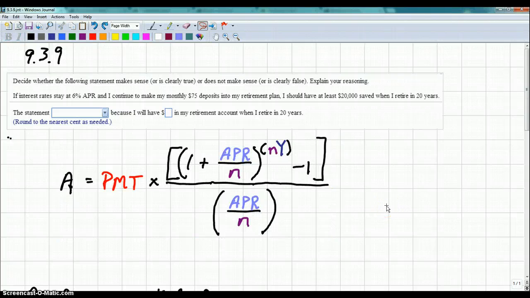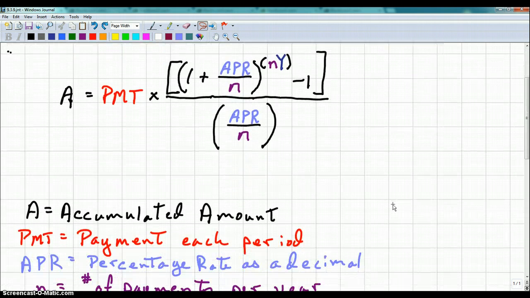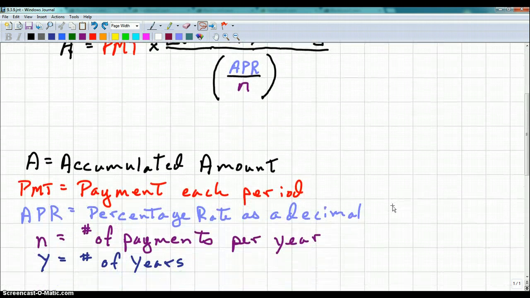And that's going to be this formula right here. A is equal to PMT times the quantity 1 plus APR over N raised to the N times Y power minus 1, all over APR over N. Now, we need to also know what each one of these particular values are. A is going to be your accumulated amount. PMT is the payment each period. APR is your percentage rate as a decimal. N is going to be the number of payments per year, and Y is going to be the number of years.